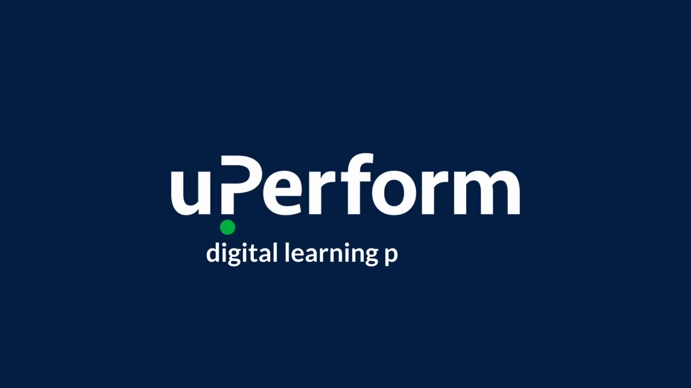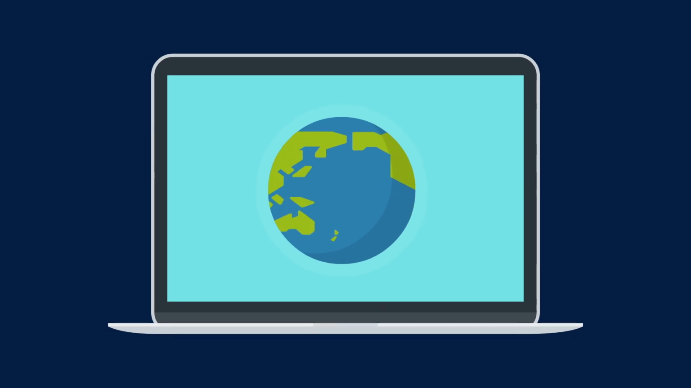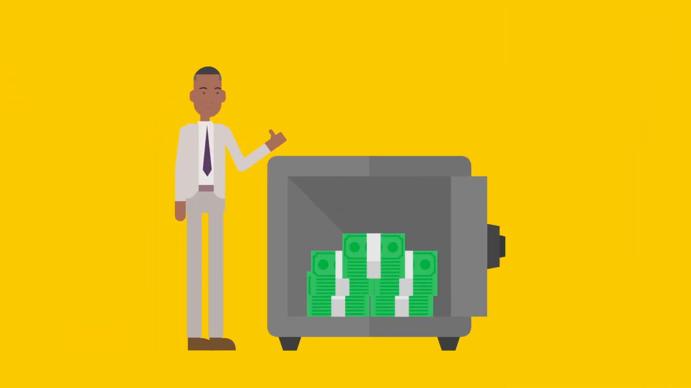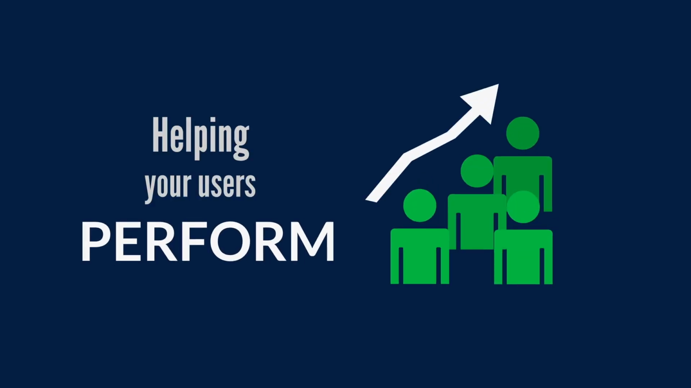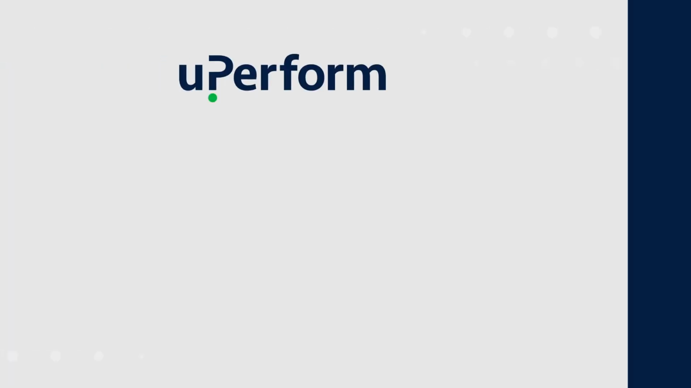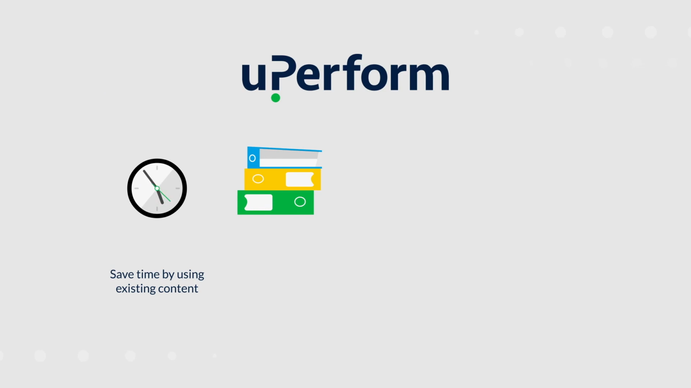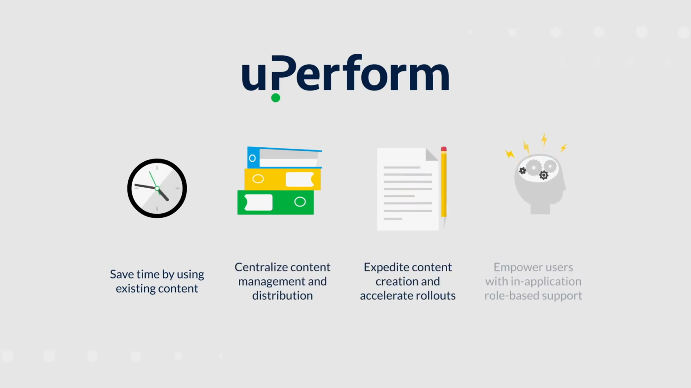uPerform is an online learning platform used by top insurance companies around the globe to drive user adoption of their critical Guidewire InsuranceSuite software. uPerform allows these organizations to realize a faster ROI on their Guidewire investment through decreasing training costs while increasing user efficiency. uPerform allows organizations to rapidly create Guidewire-specific training content, manage that content, and distribute that content to end users during their time of need, directly within the Guidewire application.